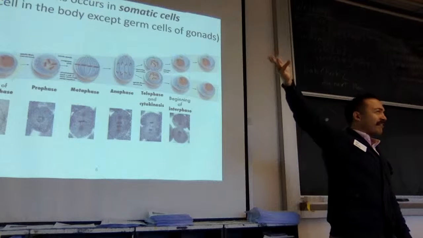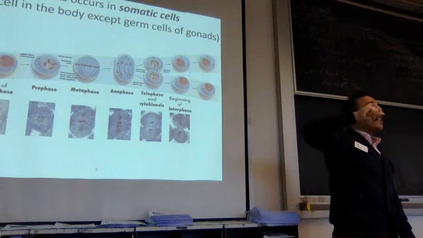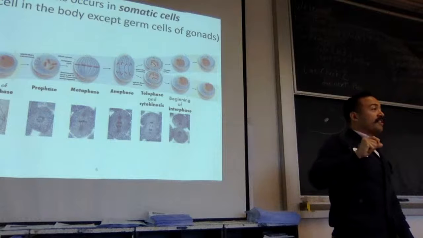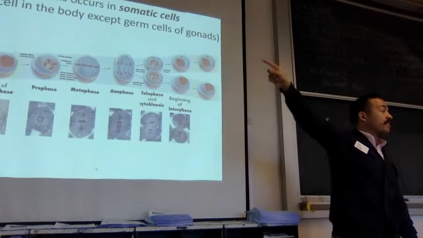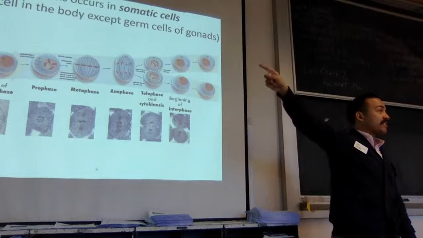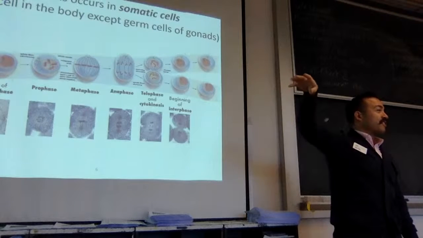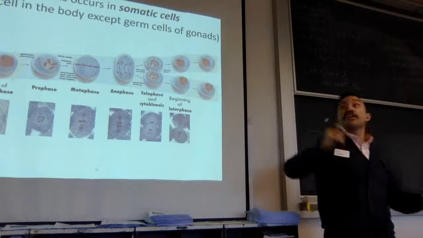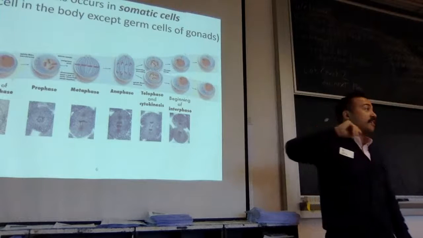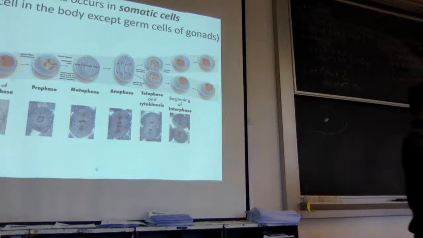That sounds like it's everything. The only cells that don't undergo mitosis are the cells in your gonads, your testes or ovaries. They undergo a different form of cell division, which we'll get to later. So pretty much every cell in your body has the potential to undergo this process of mitosis. Somatic cells.